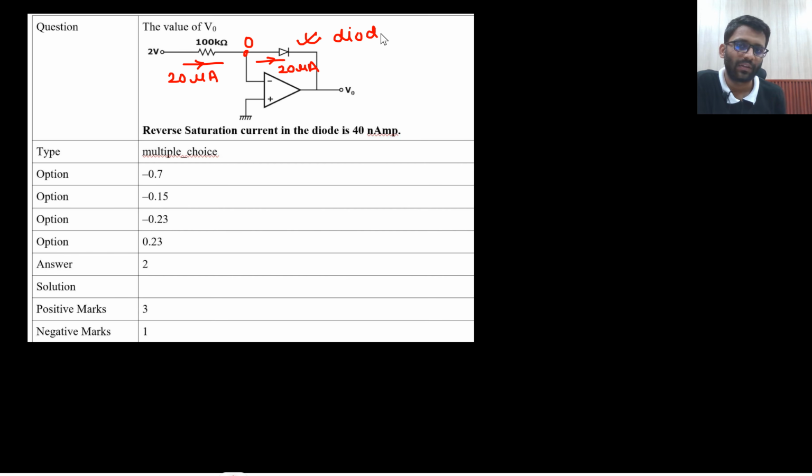Diode is on. First I assumed the diode to be on, then I found out that the current is flowing from P to N only. That means my assumption was correct.